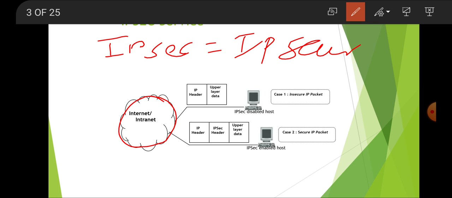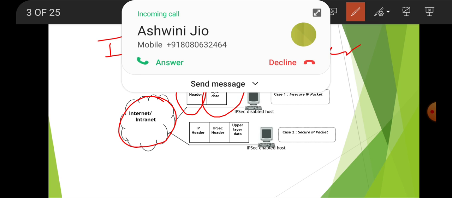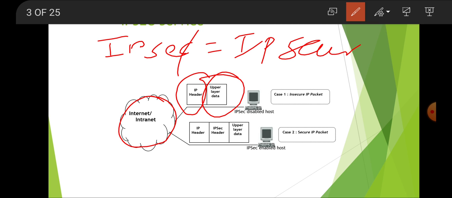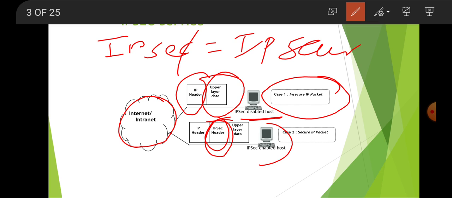So what exactly happens from the internet? We can see the IP header and the upper layer data. Now what happened in that? Along with the IP header, where we enable IP security, we are using one more header, that is the IPsec header. So in this IPsec disabled host, in this layer, we have disabled the IP security. But in this one we have enabled the IP security.